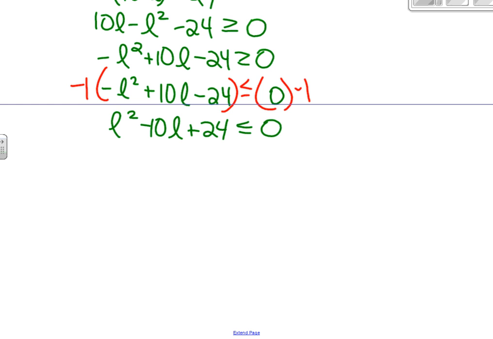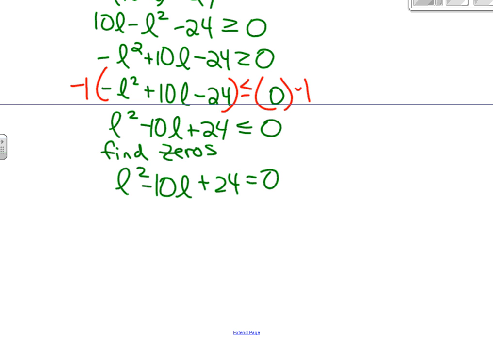So then our next job is to find the zeros. So we set this equal to 0 first, and I'll just write us a note, find the zeros. So I'll change it to L squared minus 10L plus 24 equals 0, factor, and find the zeros. So take a moment and do that.